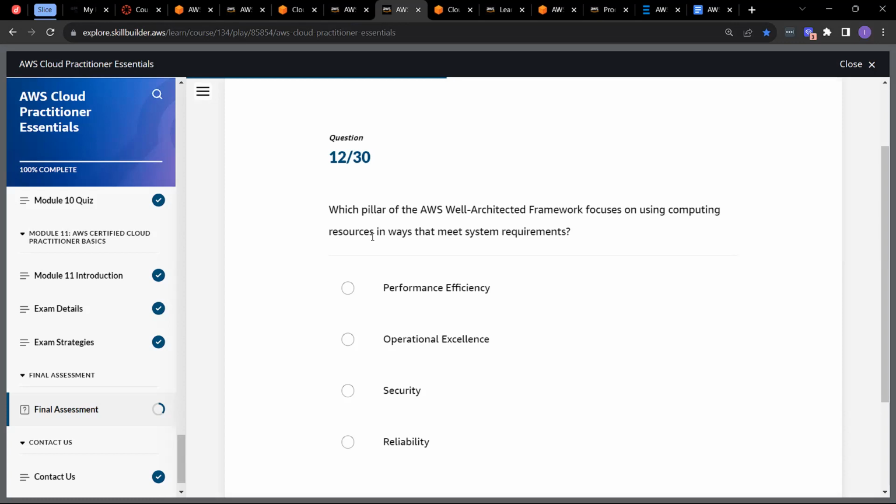Operational excellence. Hey, are you sure? Computing resources in ways that meet system requirements. Are you sure it's operational excellence? Yeah. So that's Well-Architected performance. Judith, did you read it well? You did say performance efficiency, ways that meet system requirements. Okay, so now we have.